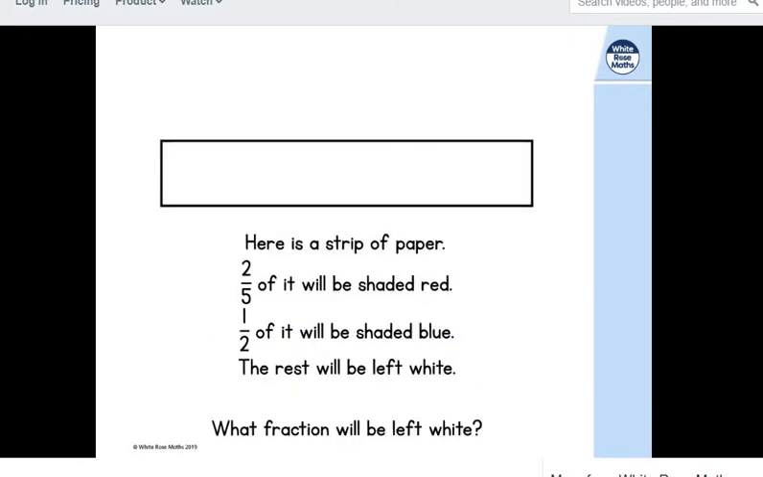Here is a strip of paper. 2/5 of it will be shaded red. Half of it will be shaded blue. The rest will be left white. What fraction will be left white? Pause the video, have a think for yourself first.